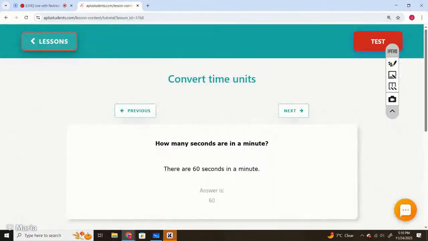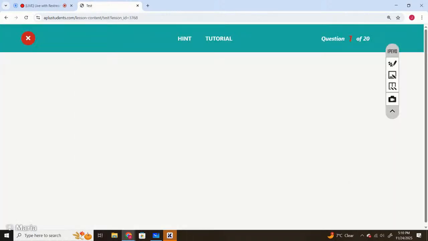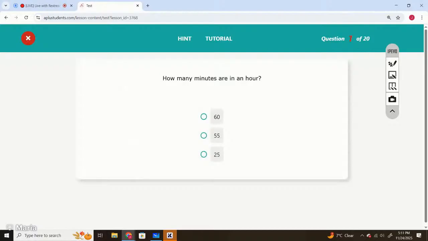How many seconds are in a minute? We are on grade 4 math. There are 60 seconds in a minute. The correct option is 60 seconds. How many minutes are in an hour? So in 1 hour we have 60 minutes. The correct option is 60 minutes.